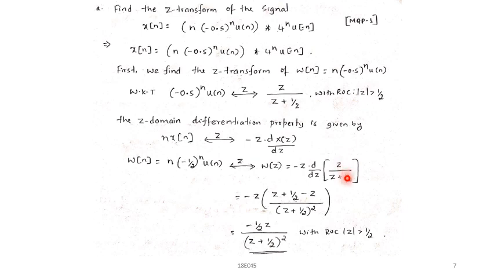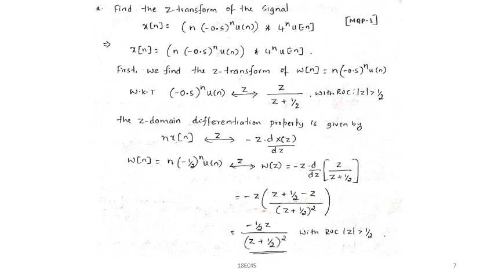Here I will apply the u by v rule, and I write it as minus z, z plus 1 by 2 minus z, divided by z plus 1 by 2 whole square. So after simplification, I'll get minus 1 by 2 into z, and it cancels. I'll get minus 1 by 2 into z in the numerator, and in the denominator z plus 1 by 2 whole square, with ROC mod z greater than 1 by 2. So I obtain the z transform of the first term.